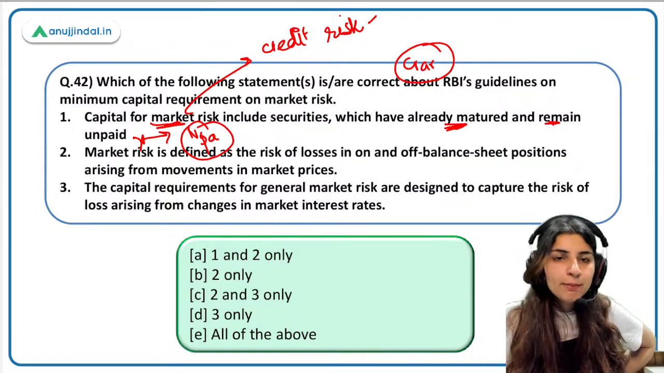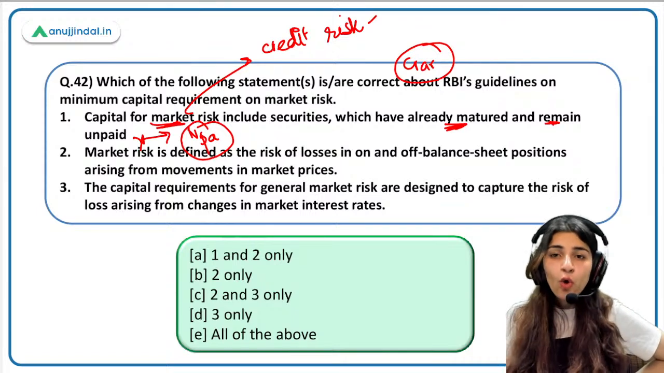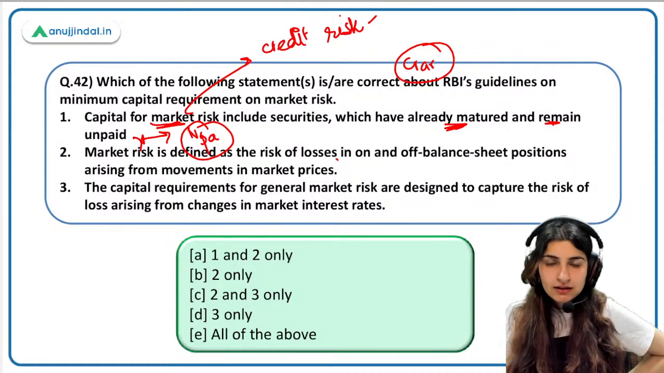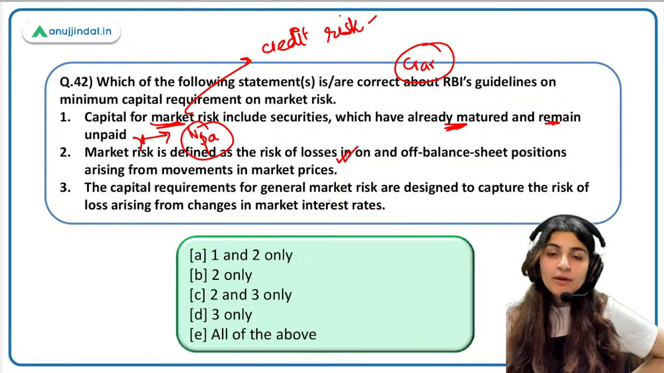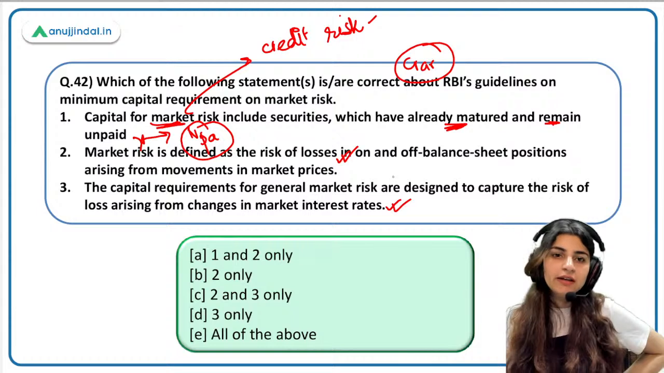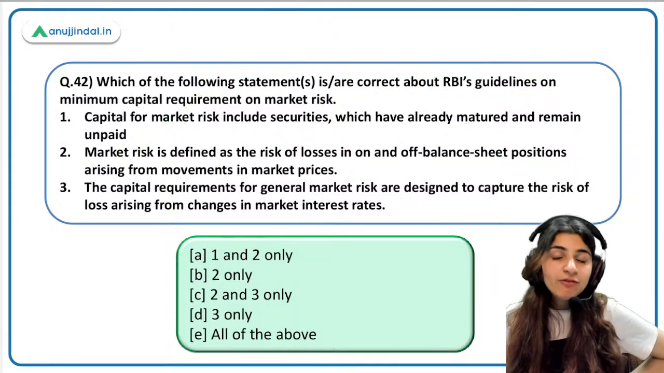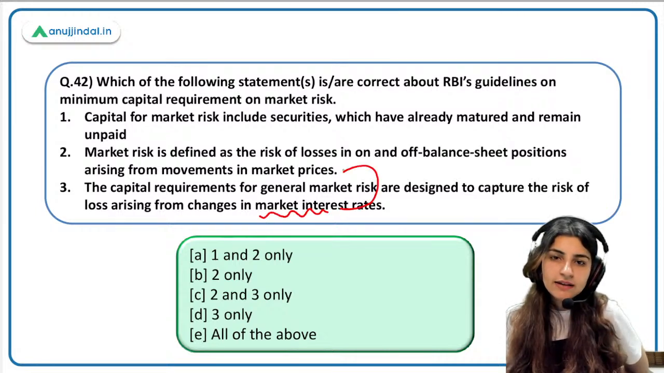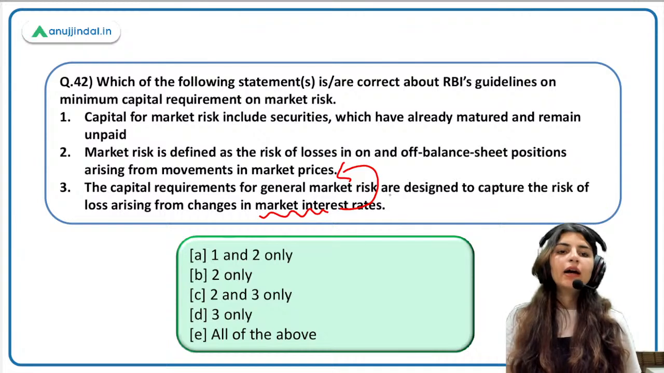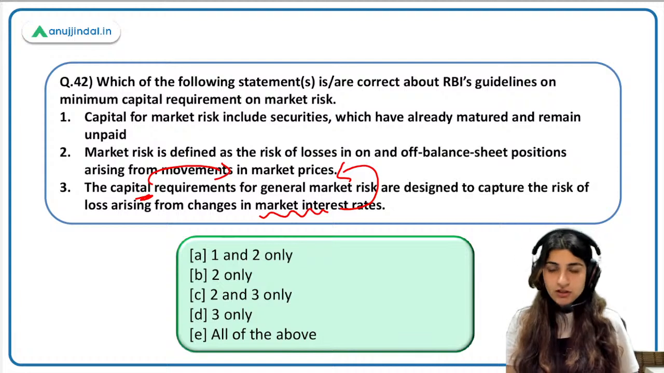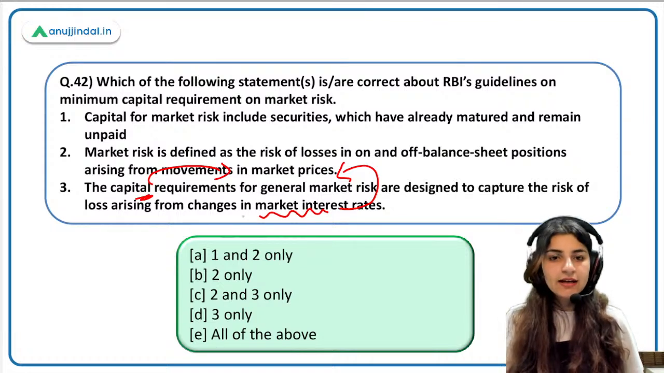Okay, statement 2. Market risk is defined as the risk of losses in on and off balance sheet positions arising from movements in the market prices. This is a correct statement. The capital requirement for general market risk is designed to capture the risk of loss arising from changes in market interest rate. Yes, they come under general market risk, and for this capital requirement is maintained. A correct statement. The first statement here is incorrect. Second and 3 are correct.